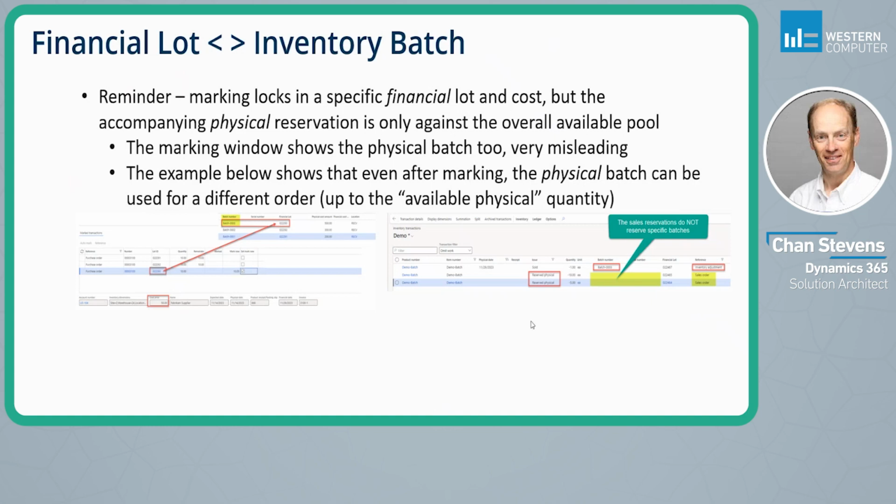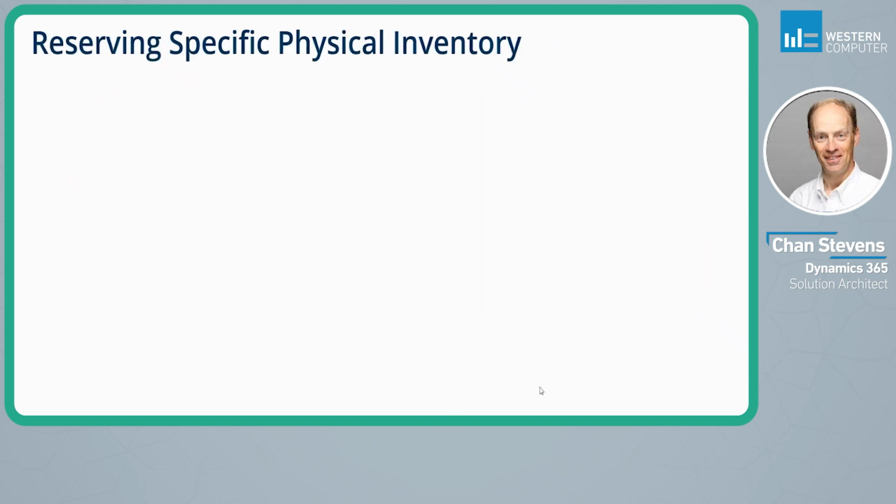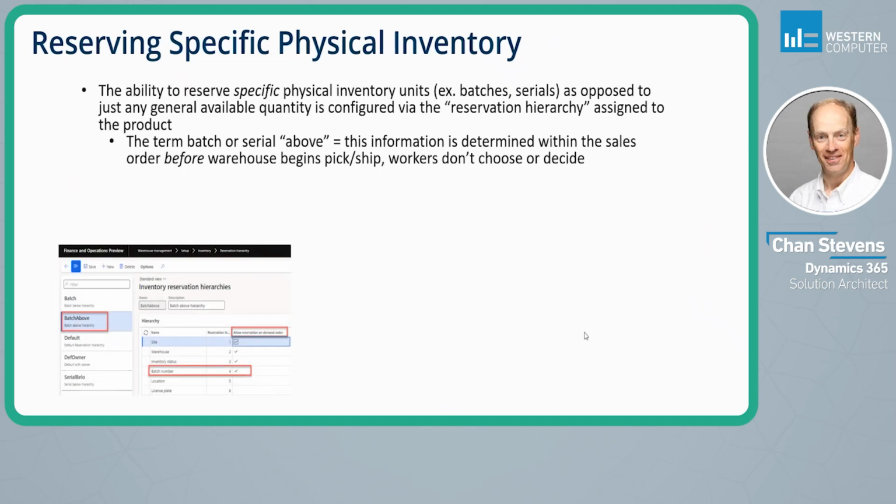It's a very confusing concept until you modify your screens to display both the financial lot and the physical lot, if you have lot or serial controlled materials. So now let's look at if I wanted to lock up both the financial lot and that physical lot, to say, no, I want the batch 003 physical lot to be shipped on my sales order as well. Well, to specify specific physical inventory units, such as batches or serials, we have to invoke the reservation hierarchy and how that's configured. So on the left side of my screen, I've got an inventory reservation hierarchy described as batch above.